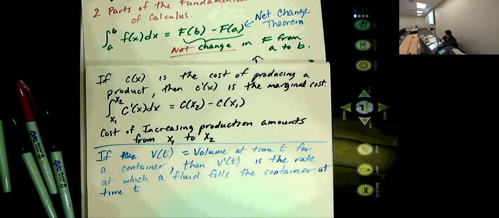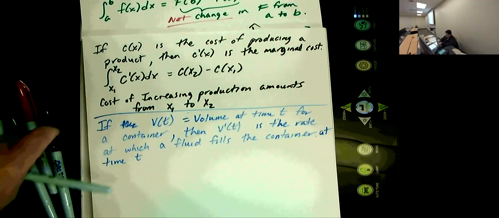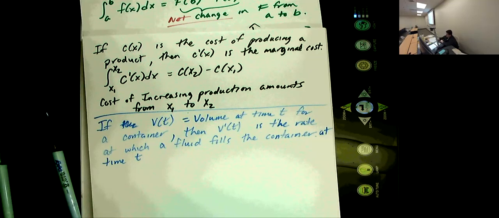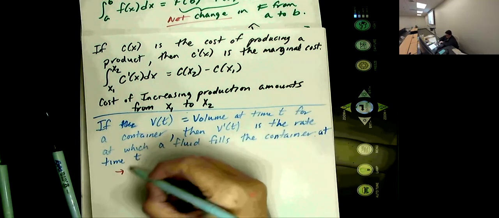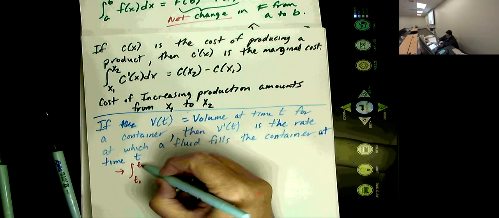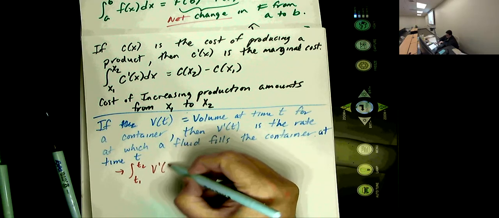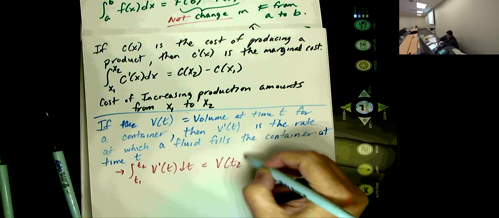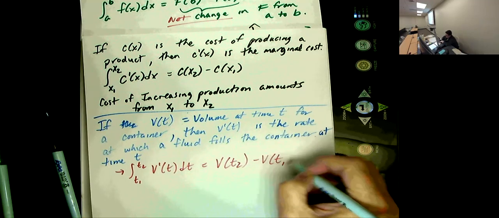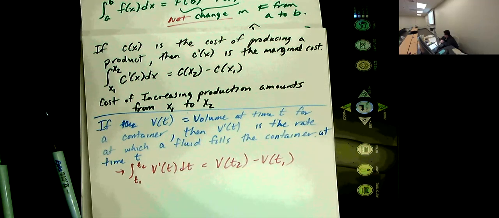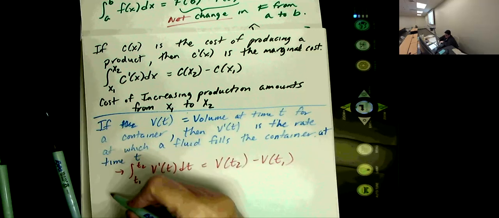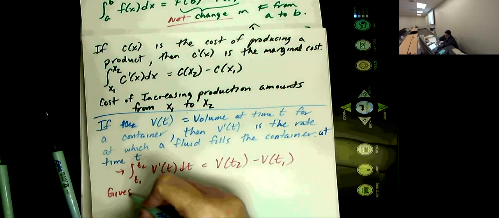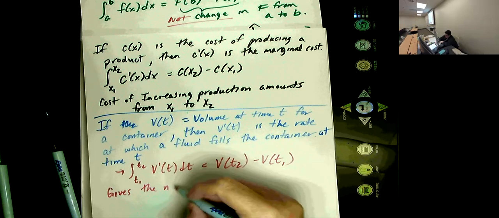This blue pen sucks. Then the integral from t1 to t2 of V prime of t dt is V of t2 minus V of t1, the volume at time 1, which gives us the net volume of water added over that time.